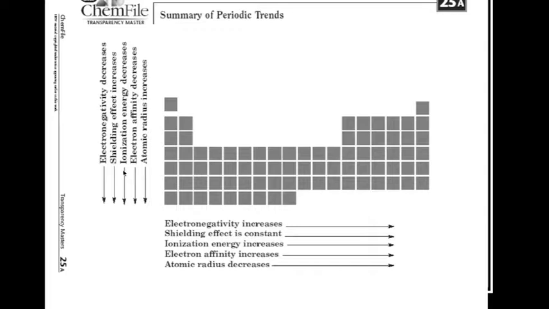And so we see here, you can either think of it as increasing or decreasing, but the main way I like to think of it is: electronegativity increases as we go this way, ionization energy increases as we move this way, and electron affinity increases as we move this way. The only thing that increases as we get closer to cesium is going to be atomic radii.